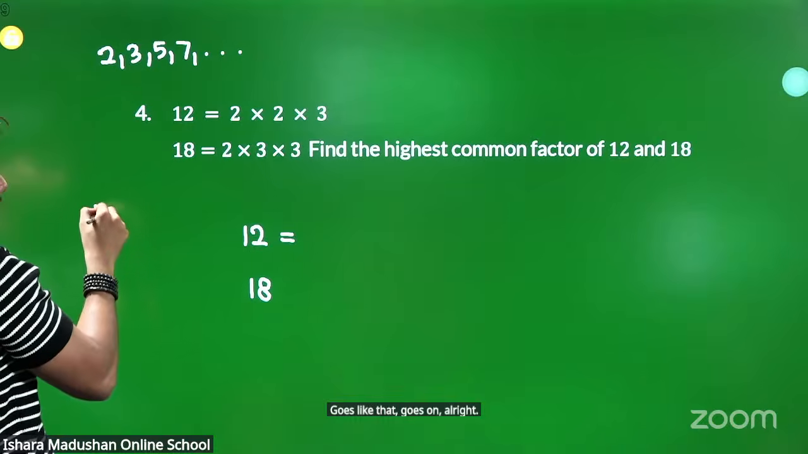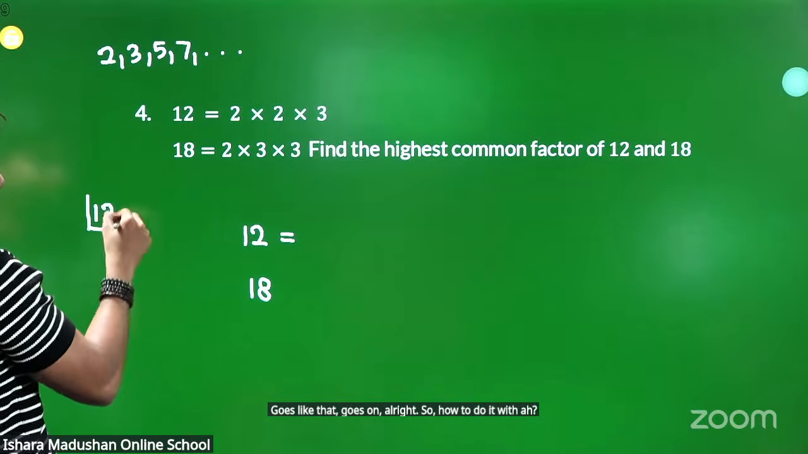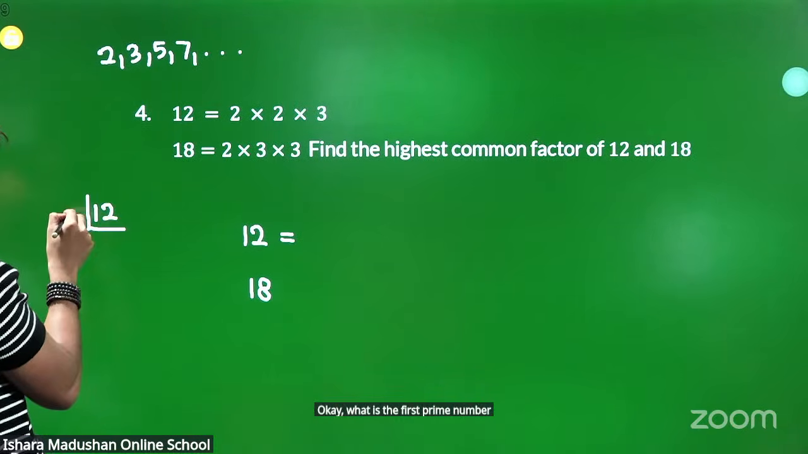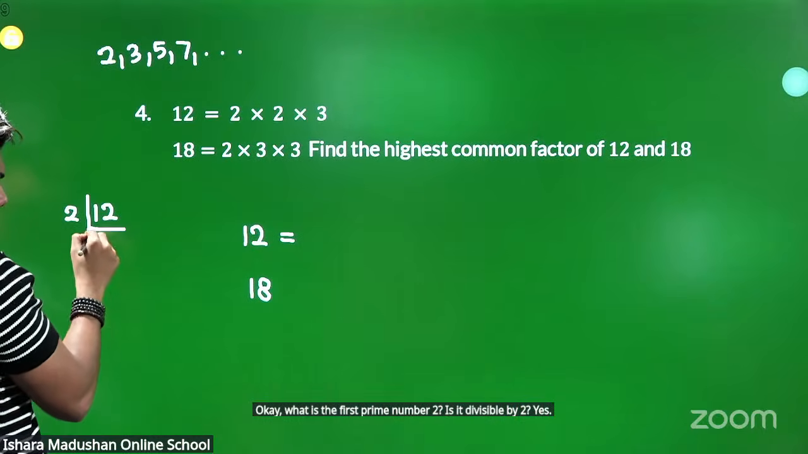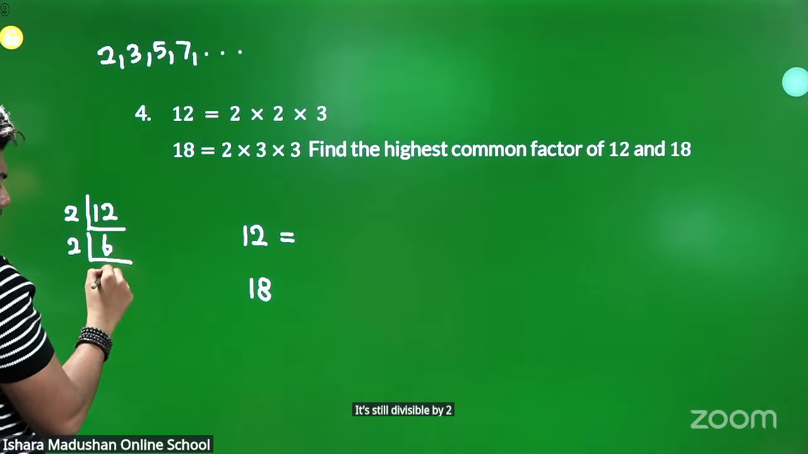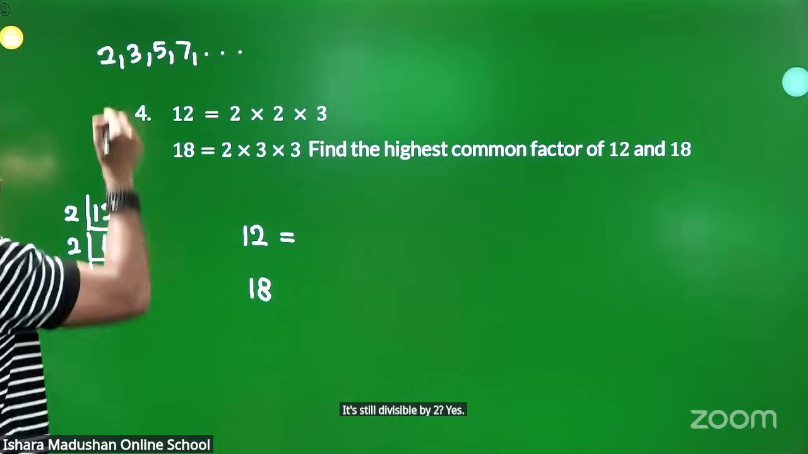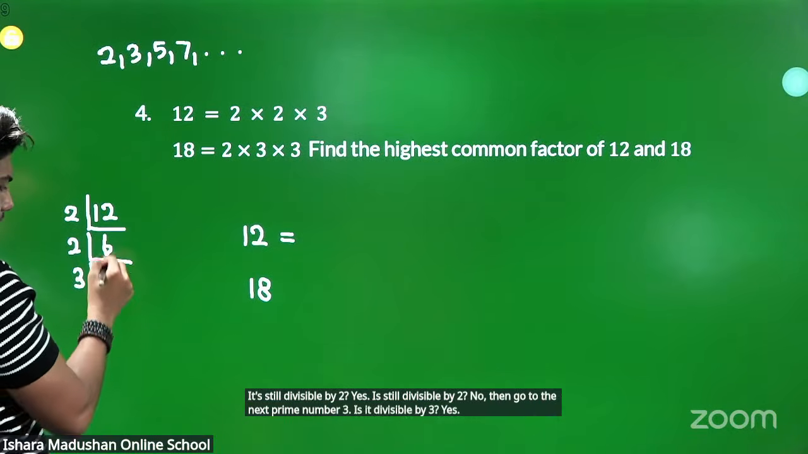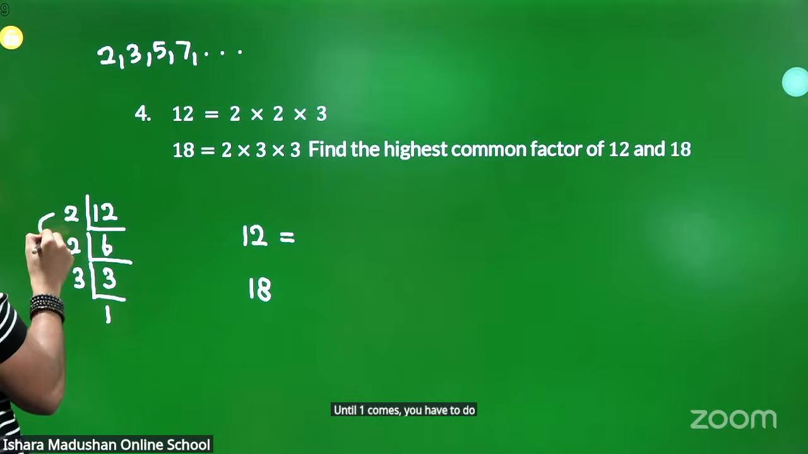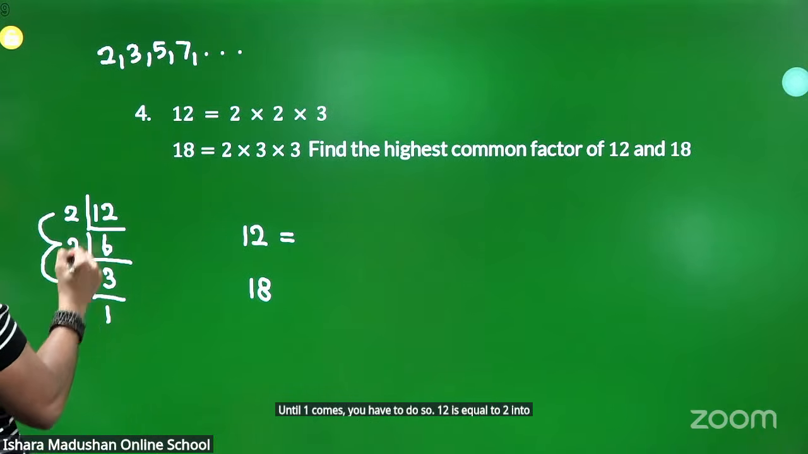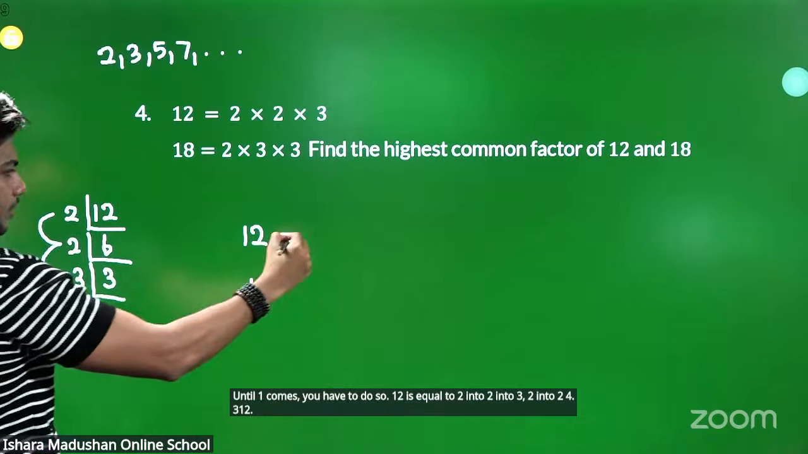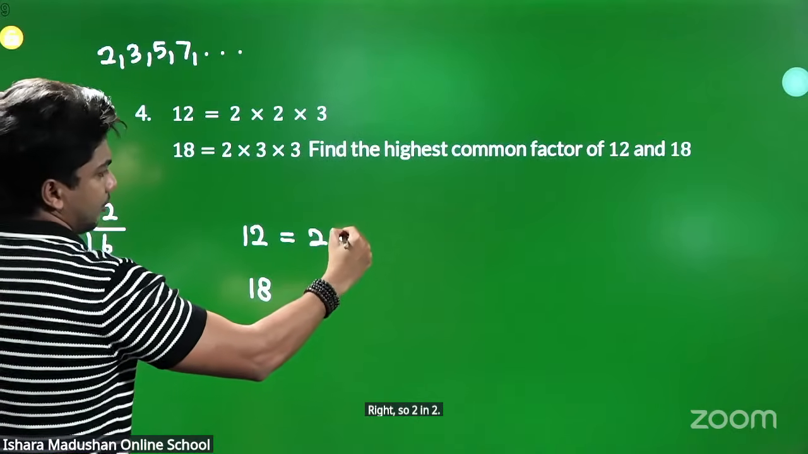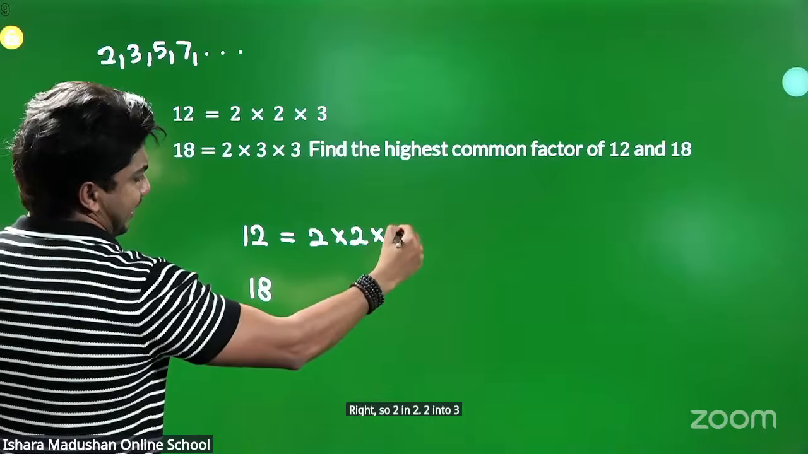So how to do it? What is the first prime number? 2. Is it divisible by 2? Yes. Still divisible by 2? Yes. Still divisible by 2? No. Then go to the next prime number, 3. Is it divisible by 3? Yes. Until 1 comes, you have to do this. So 12 is equal to 2 into 2 into 3. I mean 2 into 2, 4, 4 into 3, 12. But it has been given.